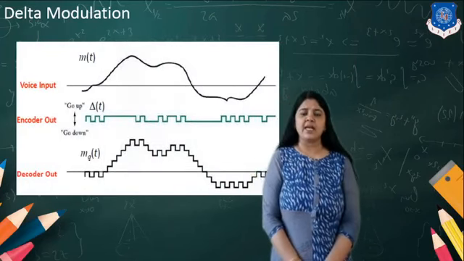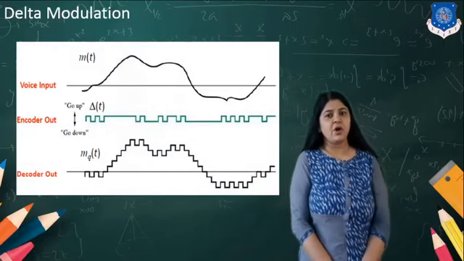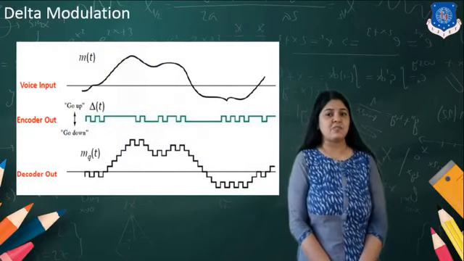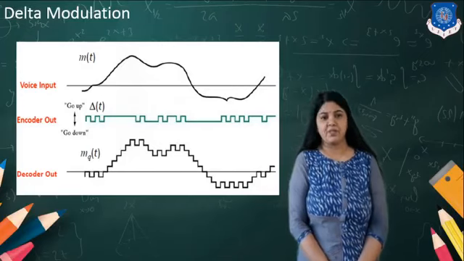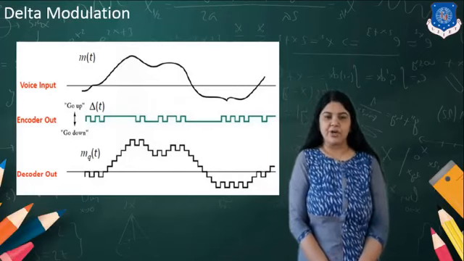To solve that particular problem, there is another method in which only one bit is transmitted for the quantized sample. That method is known as delta modulation.